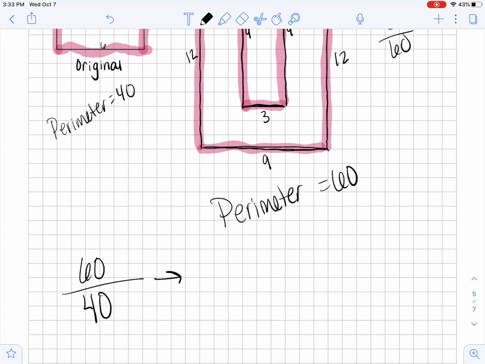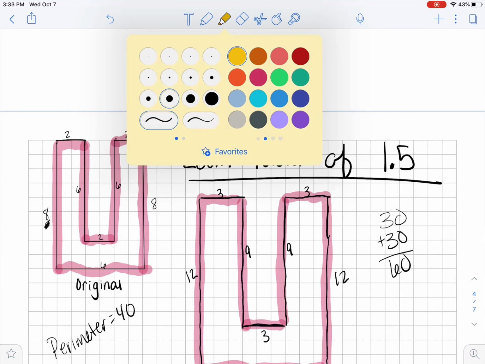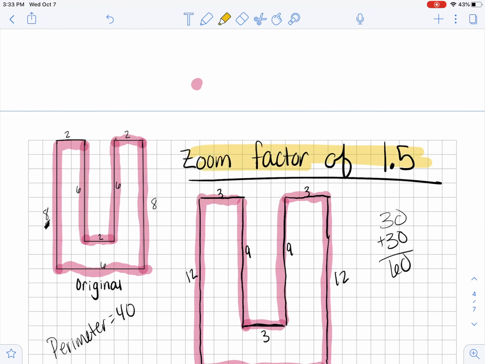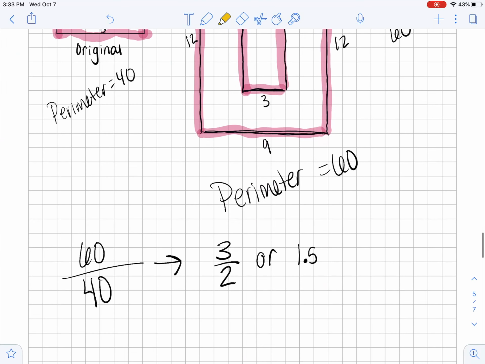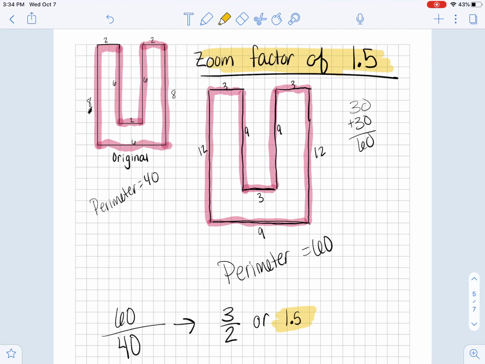And if I simplify that, that simplifies to 3/2 or 1.5. If you notice, that was the zoom factor that we used. So when we used a zoom factor of 1.5, the ratio of my perimeters was the same. I wonder if that's always true, or if it's just something special about these shapes.